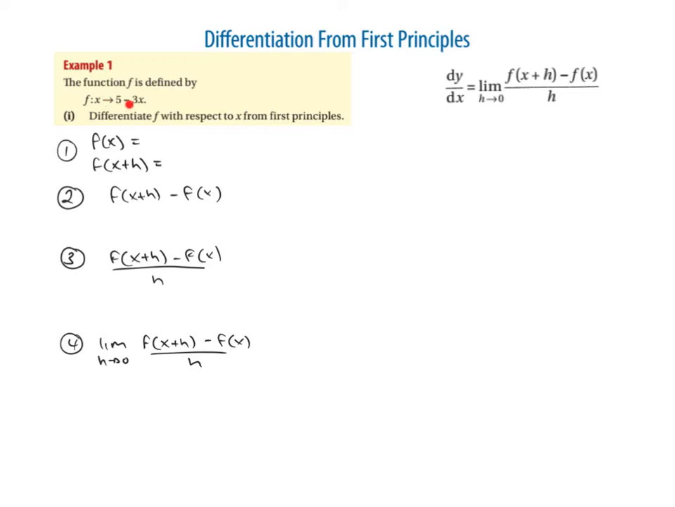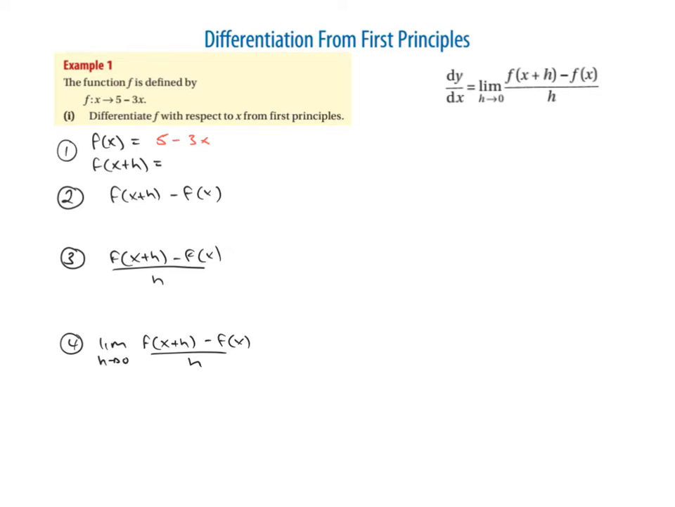Okay, so the function we're going to look at here is f of x maps onto 5 minus 3x, and we're asked to differentiate this function with respect to x from first principles. So the first thing we do is we write down what f of x is. So f of x here is equal to 5 minus 3x.